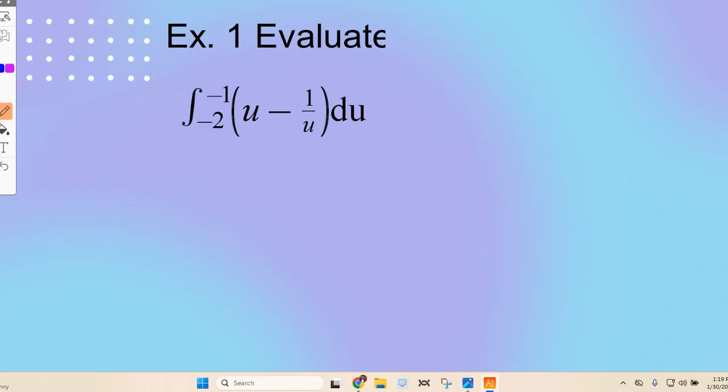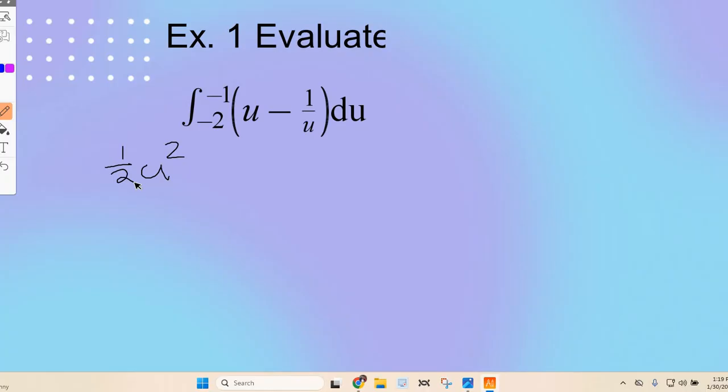What is the antiderivative of u? So what's my exponent? 1. If I add 1, I get 2. But then we also have to divide by 2, or multiply by 1/2. Okay.